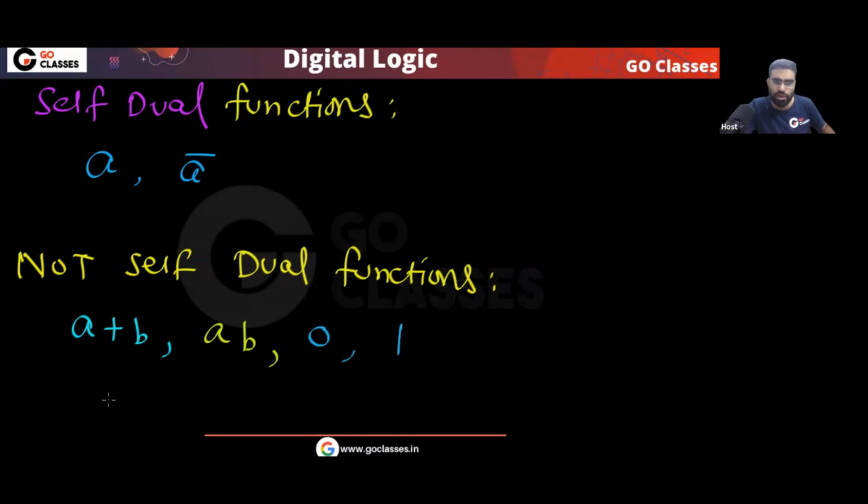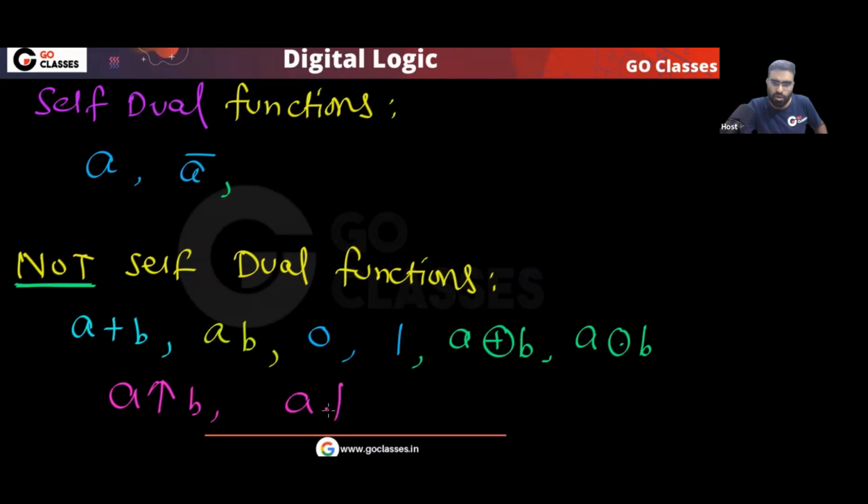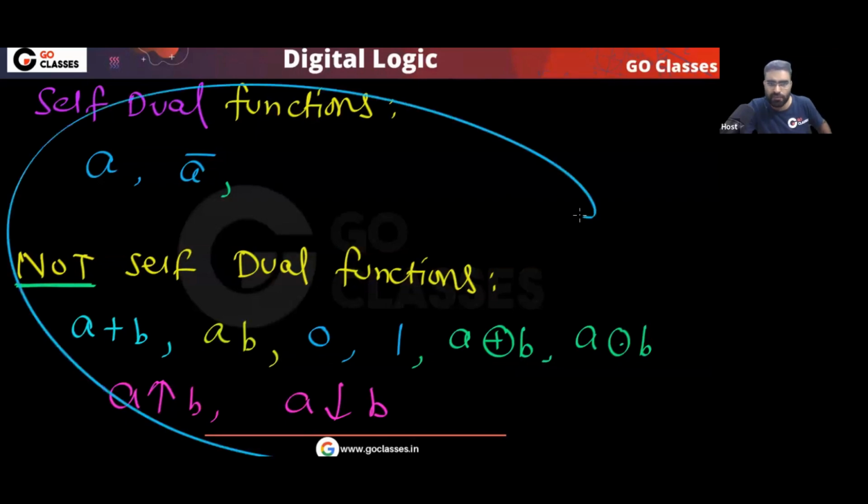What about exclusive OR? That is not self-dual. The dual of XOR is XNOR. Similarly, A XNOR B is also not self-dual. So these functions are not self-dual. Similarly, NAND is not self-dual, NOR is not self-dual. Okay, yes or no? Is this clear? Please tell me, is there any confusion in this?